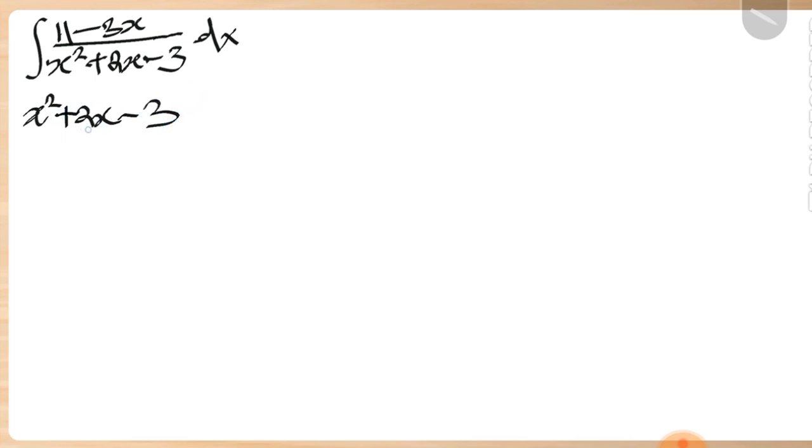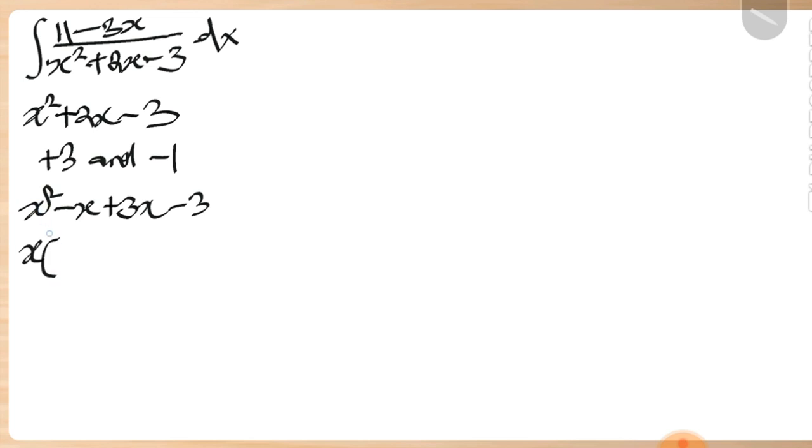To factorize this, we look for two numbers that multiply to give us minus 3 and add to give us 2. Of course, the two numbers should be plus 3 and minus 1. So we now have x squared minus x plus 3x minus 3. Here we have x being common. We now have x left here, then minus, we have removed this x, so we have just 1 left. So we have minus 1.